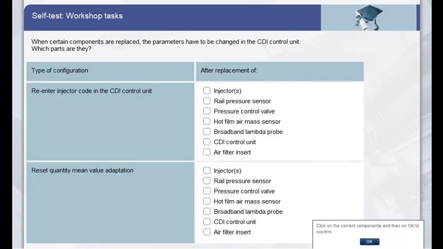When certain components are replaced, the parameters have to be changed in the CDI control unit. Which parts are they? Click on all the right components and then on OK to confirm.